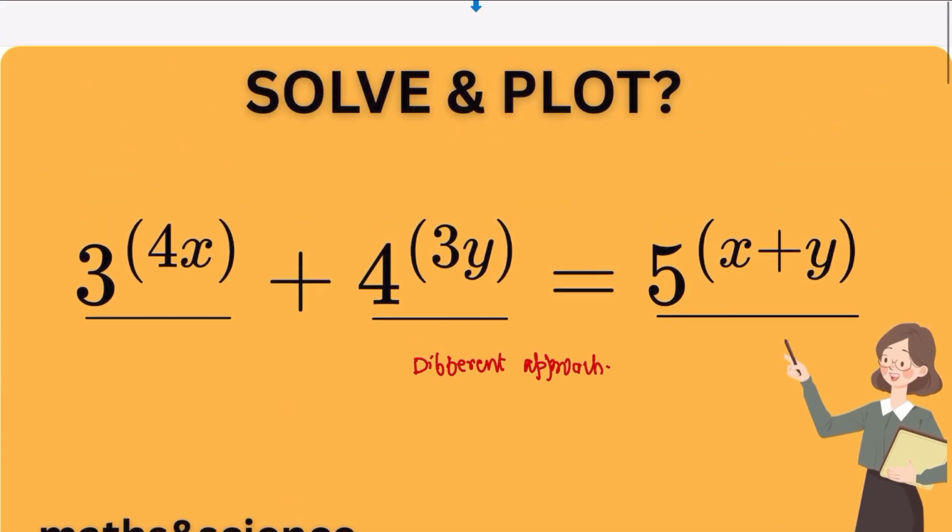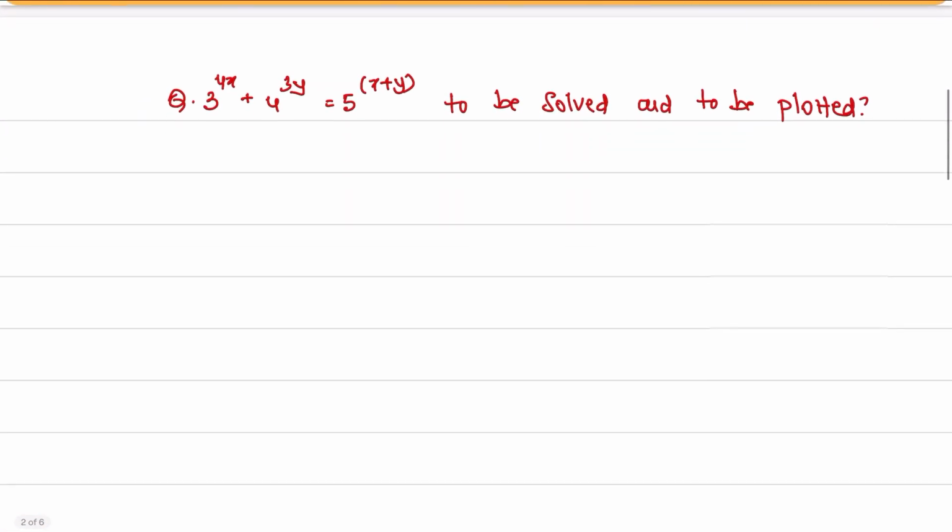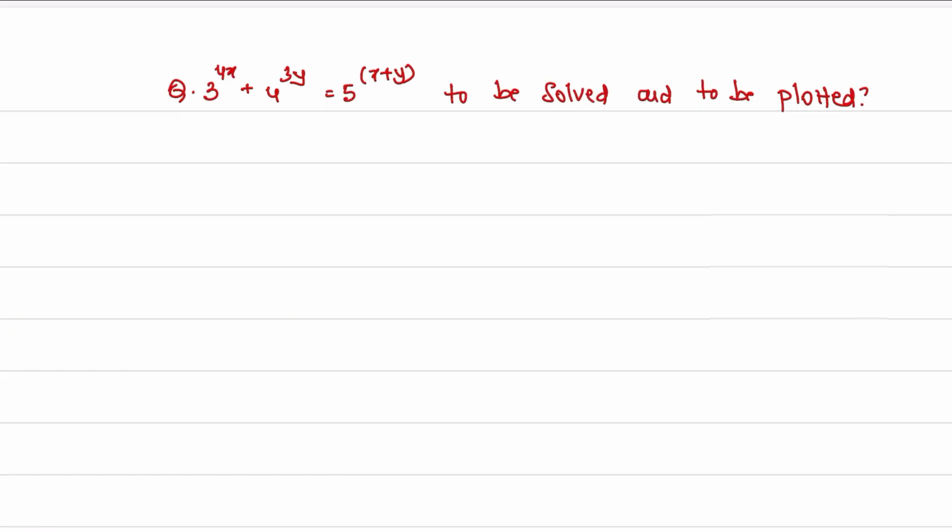3 to the power of 4x plus 4 to the power of 3y is equal to 5 to the power of x plus y, to be solved and to be plotted. This is the question. Solve and plot 3 to the power of 4x plus 4 to the power of 3y is equal to 5 to the power of x plus y.